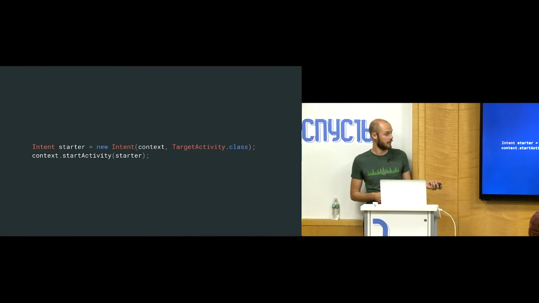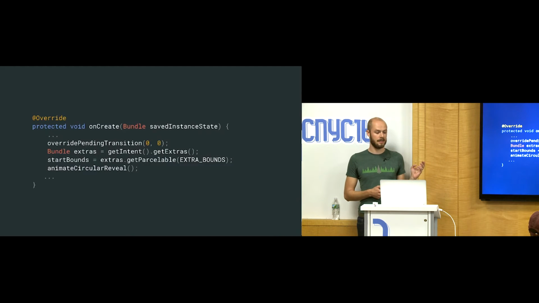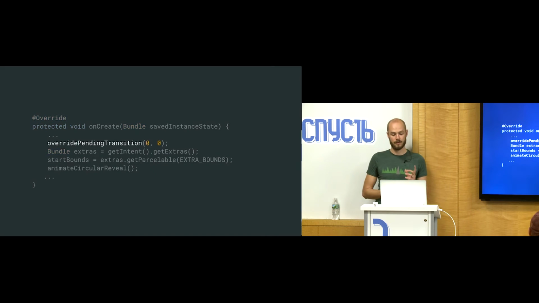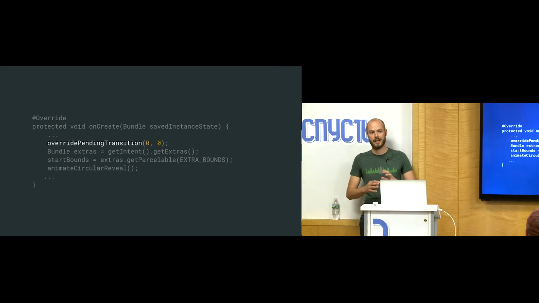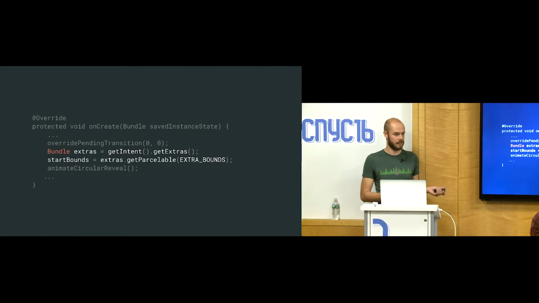So how does this work? In the start activity, we just gather the bounds of the view, which are the parts that are important to us, and put those in the extras. And in the target activity, straightforward, we first of all have to override pending transitions to tell the system that there is no other transition or no transition at all running. What we're doing is an animation, and we don't want anybody to interfere with that. So all transitions are being disabled for this onCreate call. Then we get the information that we passed in, so the bounds of the view, and animate our circular reveal.